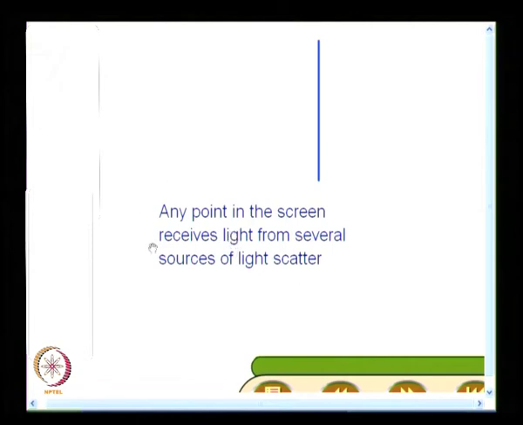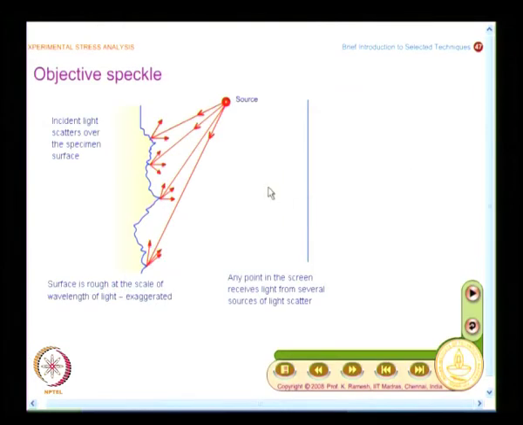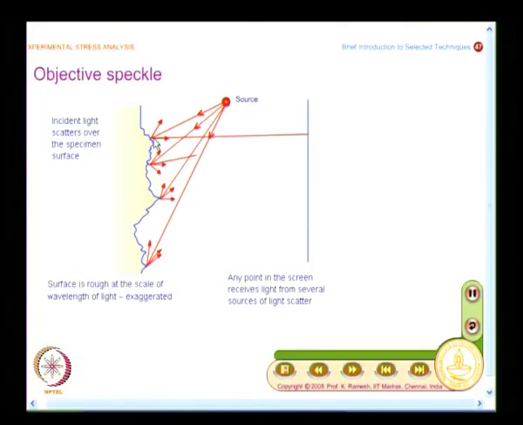I am looking at objective speckle, and one of the key points here is any point in the screen receives light from several sources of light scatter, and you see that in the animation. I am looking at a point like this here. So, I have a light coming from this scatter, another ray coming from this scatter, another ray coming from this scatter, another ray coming from this scatter. And it so happens I have selected a point such that these rays do a constructive interference, and I see this as a bright spot.